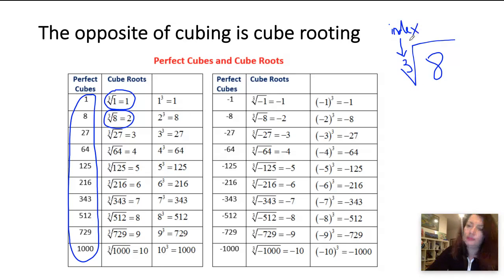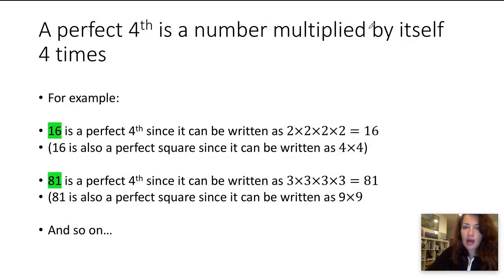All right, so now let's take a look at perfect fourths. A perfect fourth is a number multiplied by itself 4 times. So we can go on and say 16 is a perfect fourth since 2 times 2 times 2 times 2 is 16. And of course, we can write that as 2 to the 4th. If you notice, 16 is also a perfect square because we can write it as 4 times 4, which is 4 squared.